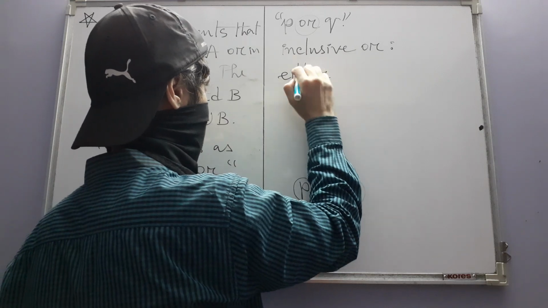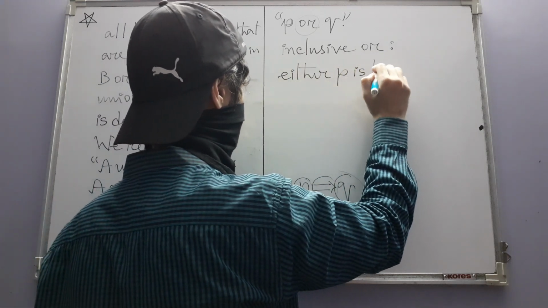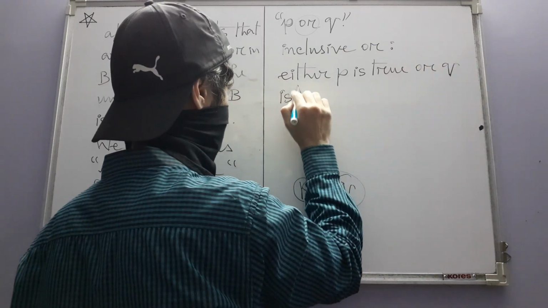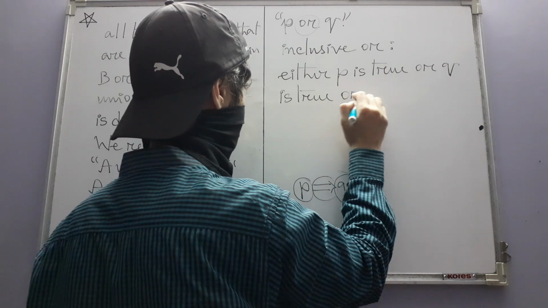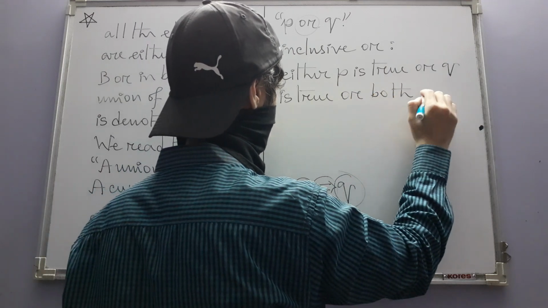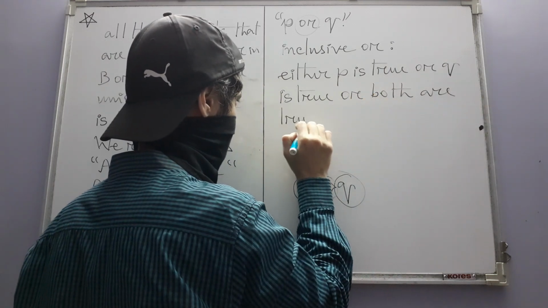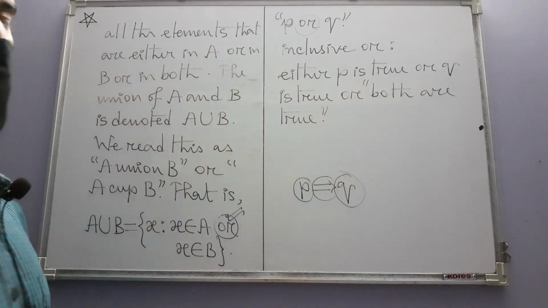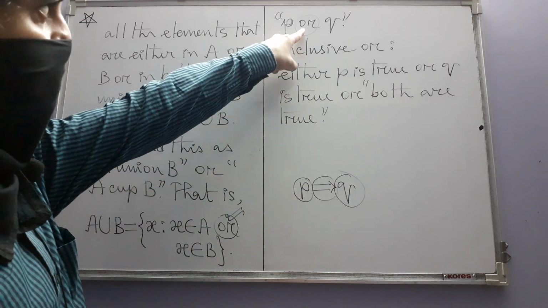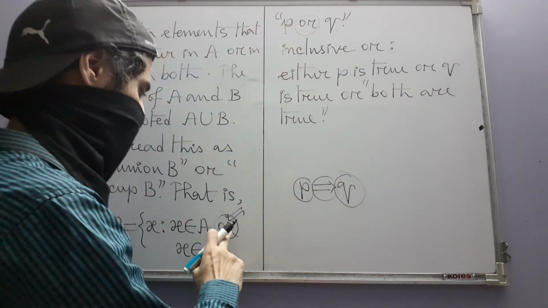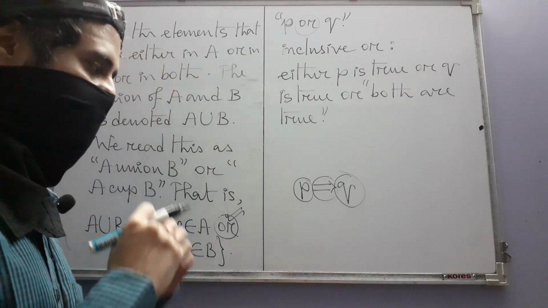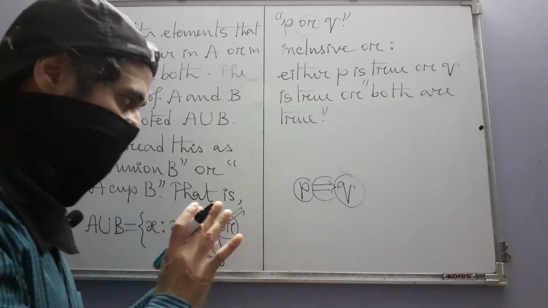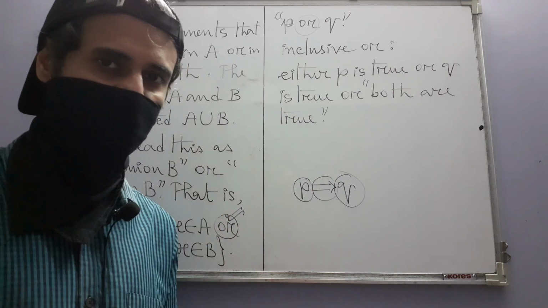Either P is true or Q is true or both are true. This last part, or both are true, is included when we use the word or. So it may look like the ordinary English word or, but everywhere in mathematics where you see or, it means inclusive or. But what is the reason for this?